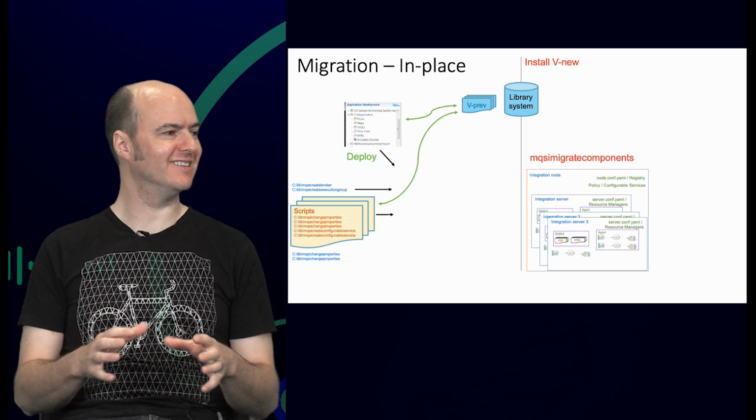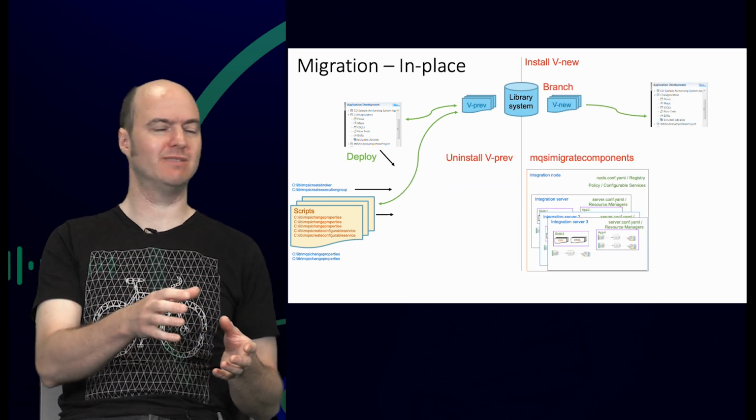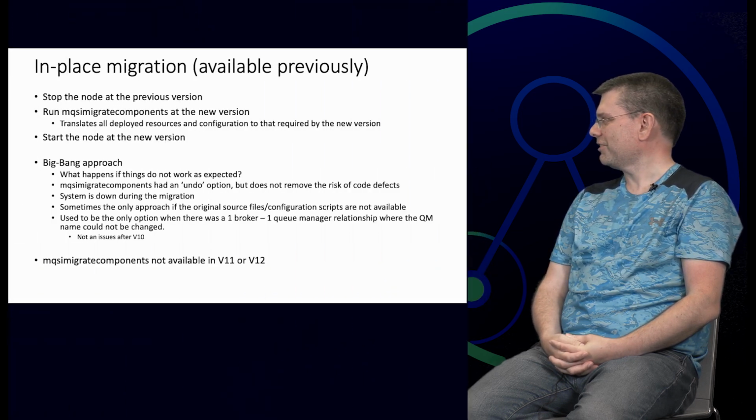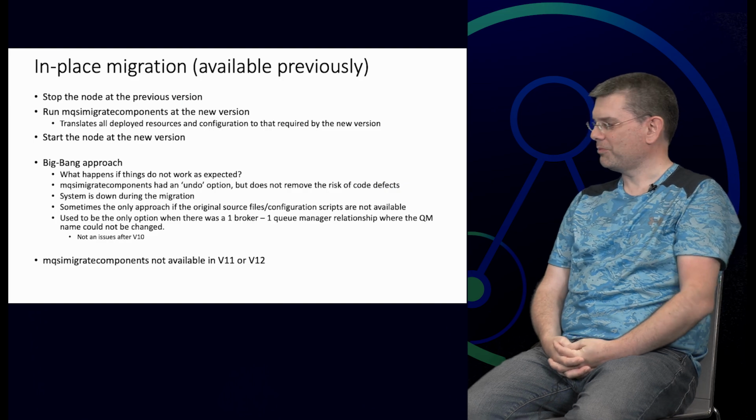migration of your existing artifacts. We used to call it in-place migration, a tool called MQSI Migrate Components. Big bang migration was my favourite term for it. Big bang migration, that's a good term, because you basically just took your node, your existing configuration, went poof, and hopefully like magic, alakazam, it's turned into your new version successfully. Big bang migration sounds scary, and you're probably right to be scared when you take that approach.